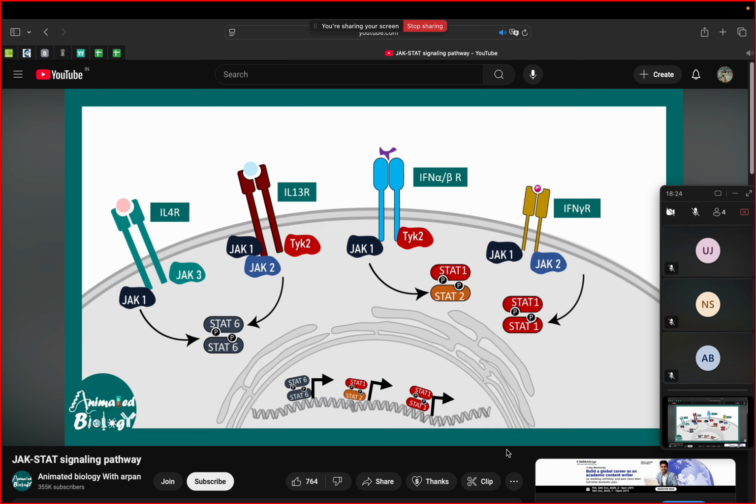For example, if you look at this particular slide, you can see the IL-4 receptor binds to JAK1 and JAK3. In contrast, the interferon gamma receptor binds to JAK1 and JAK2. And they also activate different STATs. You can see IL-4 activates STAT6, whereas the interferon gamma receptor activates STAT1 homodimers. So obviously, these heterogeneous outcomes lead to differences in cellular responses.